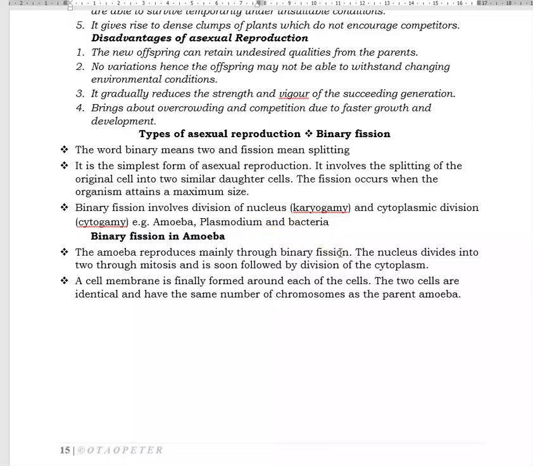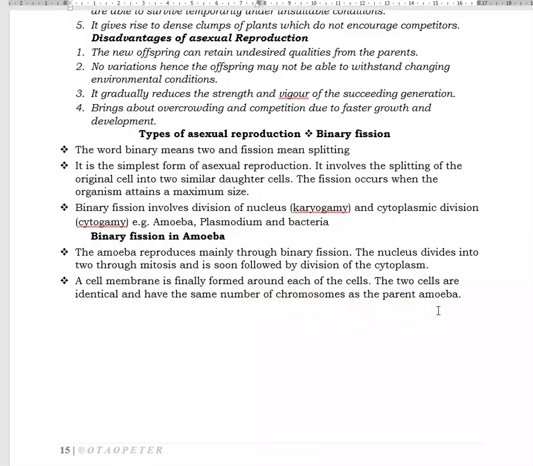Can produce. So the nucleus divides into 2 daughter cells through mitosis, and this is soon followed by division of the cytoplasm. A cell membrane is finally formed around each of the cells. The 2 cells are identical and have the same number of chromosomes as the parent amoeba.